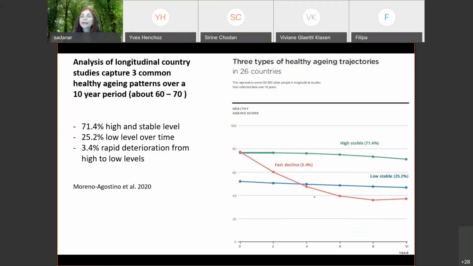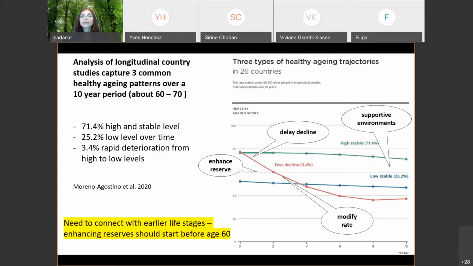And they found, which I think is really important for us, a trajectory with a fast decline, which was a little more than 3% of people who started out high but had a quick decline over the 10-year period. And then there was also about a quarter of the population that started out low and was in this low, stable trajectory.